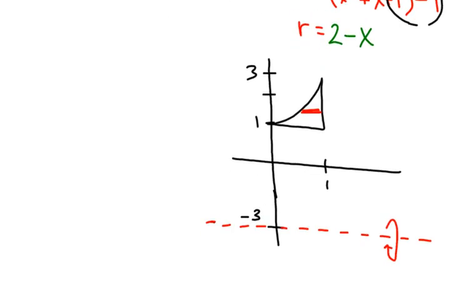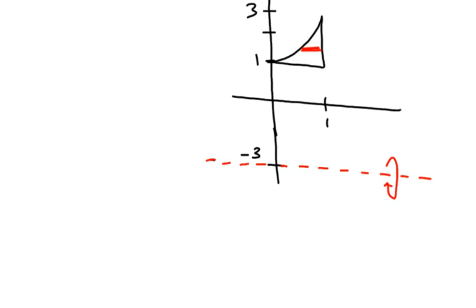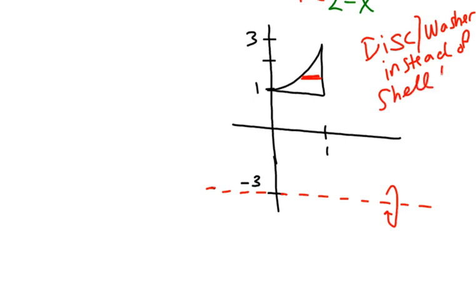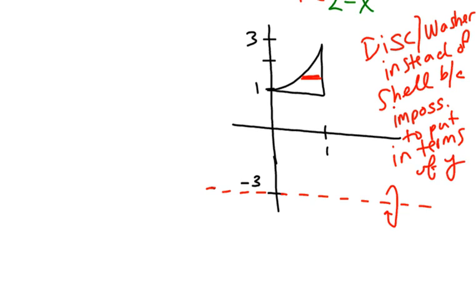All right, so this one, we're actually just going to do a repeat of the disk method. So let's write us a note there. So disk, or washer, that is, instead of shell, because impossible to put in terms of y. Okay, so just a little note there. So let's just review disk or washer.